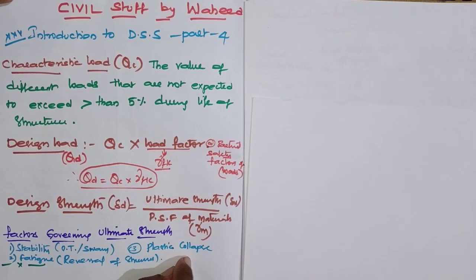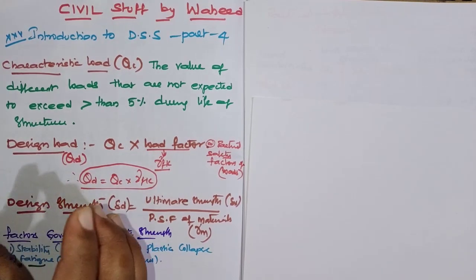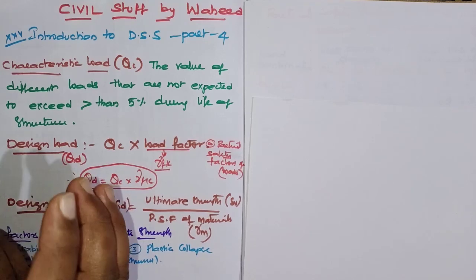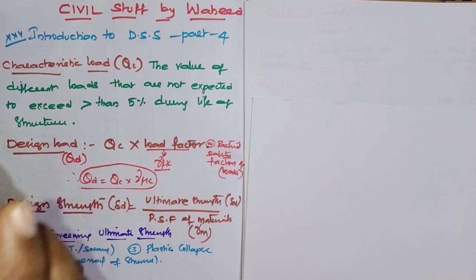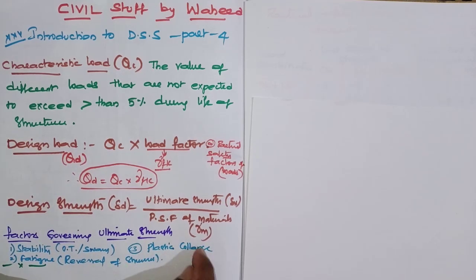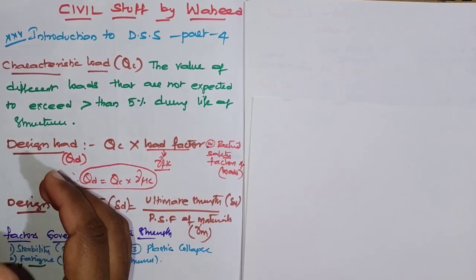And coming to the plastic collapse, this is nothing but called a collapse mechanism, that is, the plastic moment of resistance will be developing. We'll see this topic regarding the plastic collapse in your design of beams part.